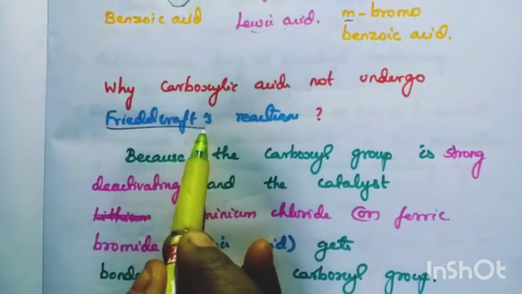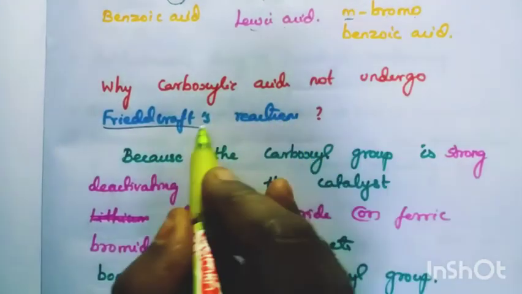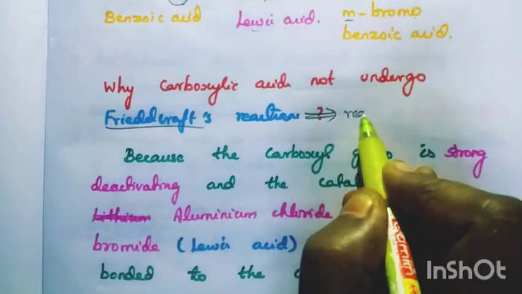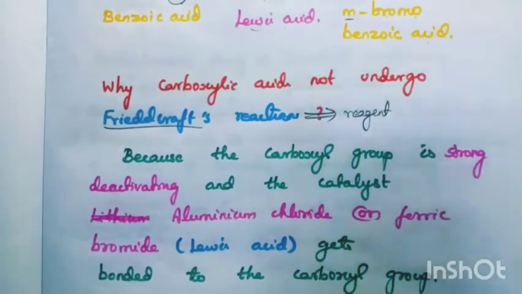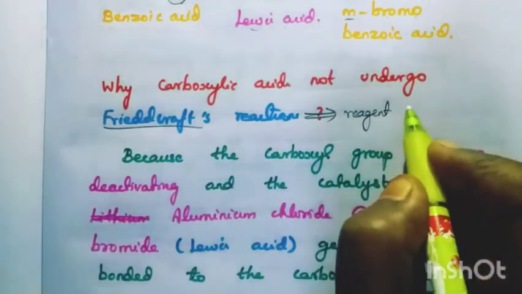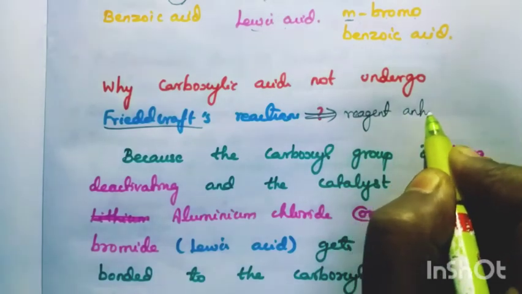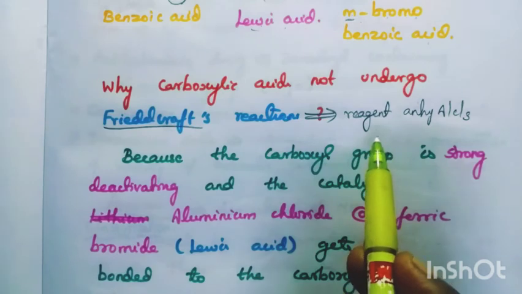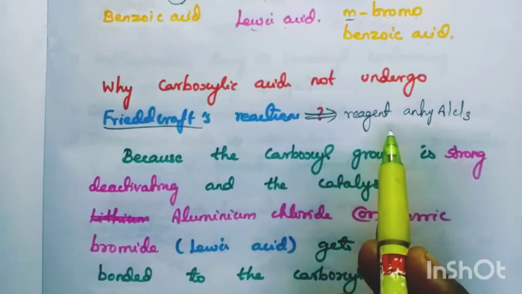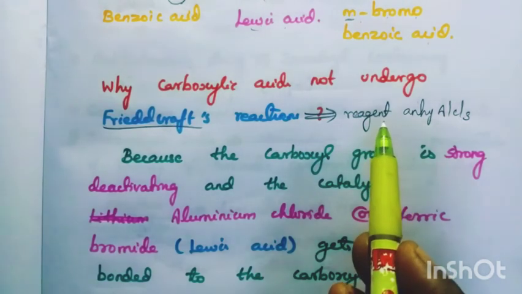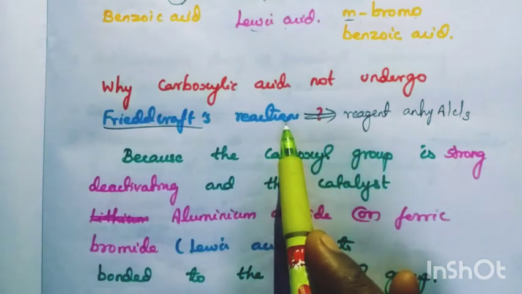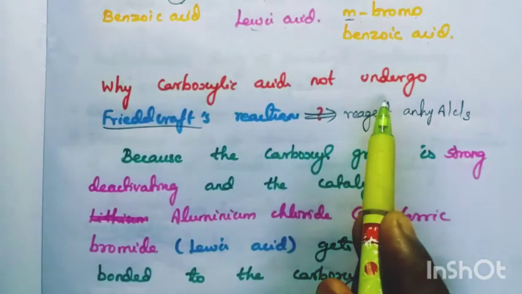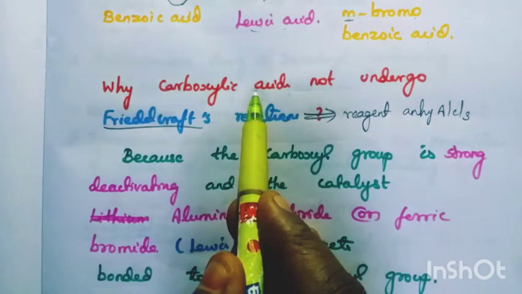And the next thing we are going to see is why carboxylic acids do not undergo the Friedel-Crafts reaction. What is the Friedel-Crafts reaction? We know the Friedel-Crafts reagent is anhydrous aluminium chloride. We saw that in phenol, no? Friedel-Crafts acetylation, benzylation, acylation, like that. The Friedel-Crafts reaction does not take place with carboxylic acid, similar to phenol.